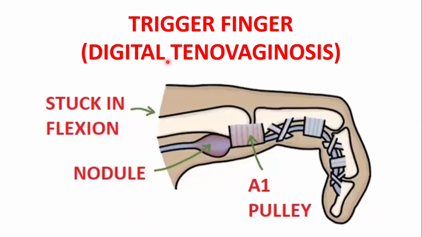Hi, I am Dr. Saqib Mansoor, and today I will discuss with you trigger finger, also called digital tenovaginosis. This is a finger stuck in flexion. So let's discuss.